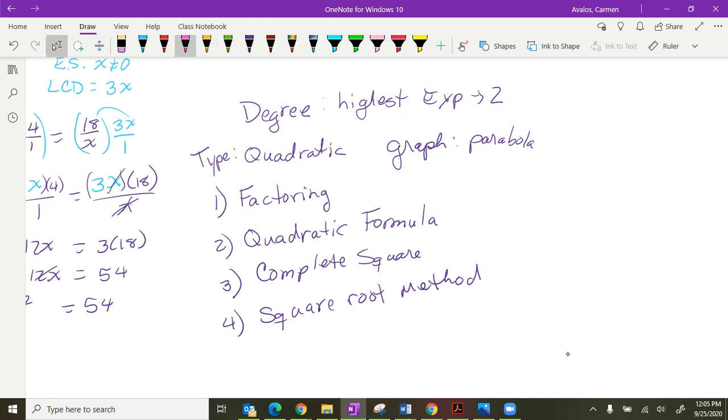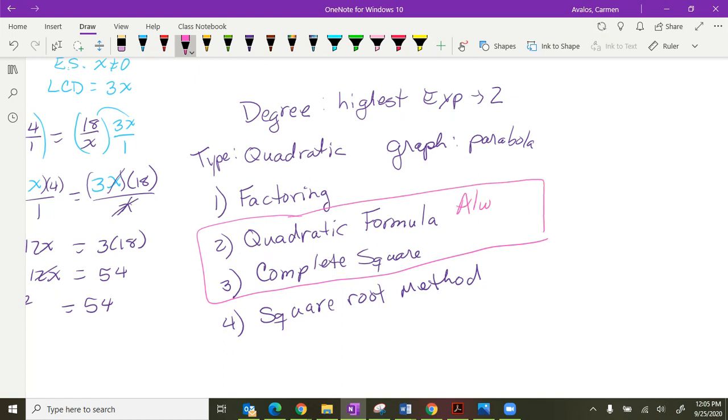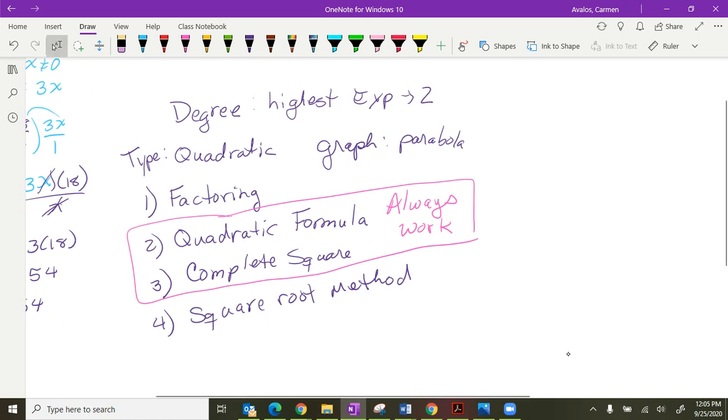One of the things that you need to know is that these 2 will always work, no matter what. So if I do the quadratic formula and completing the square, that will always work. The general format of a quadratic is ax squared plus bx plus c. I'm sorry, a is the leading coefficient, a and b are coefficients, and then c is a constant.